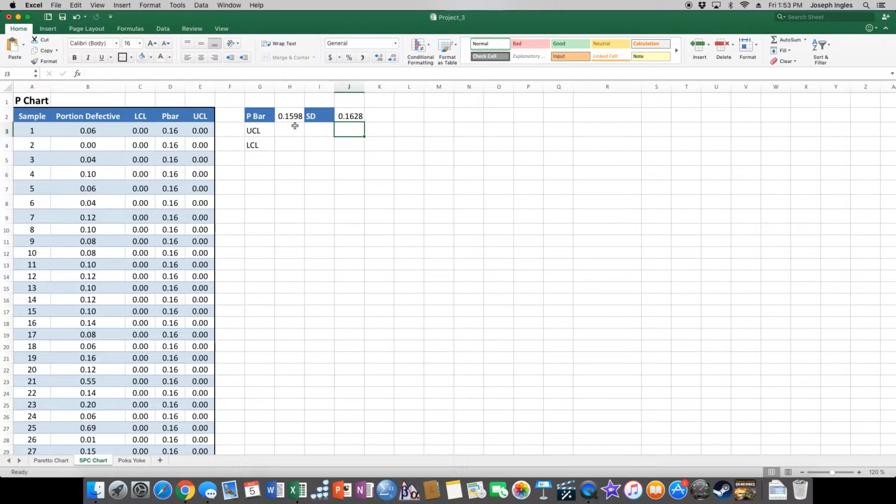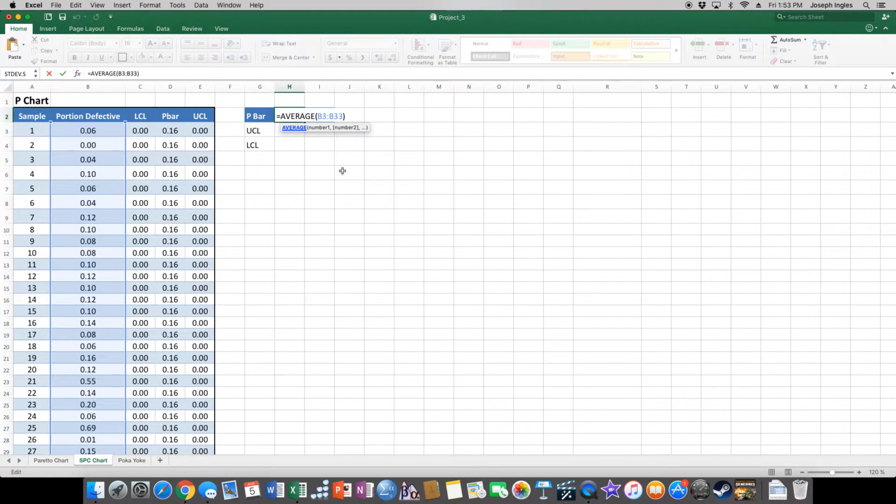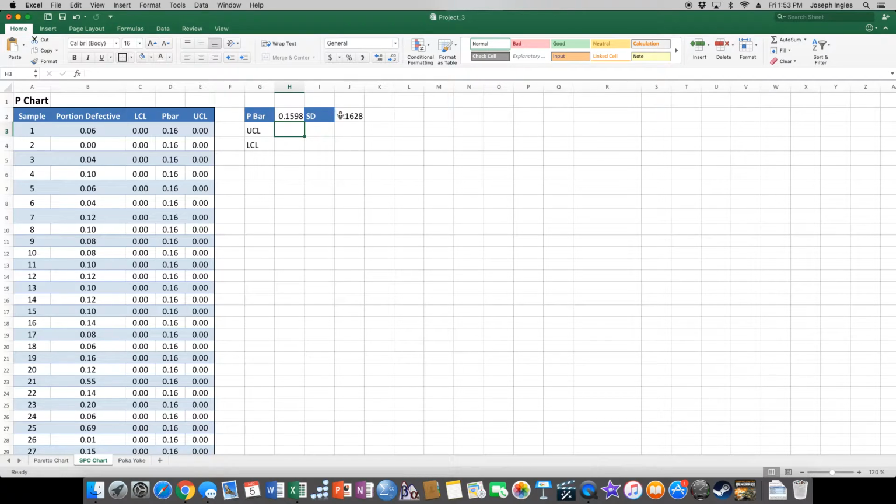So putting those two together, we found our average first, and then we found our standard deviation. So we have a p-bar of 0.1598, standard deviation of 0.1628. Our next step is to find our upper control limit and our lower control limit.